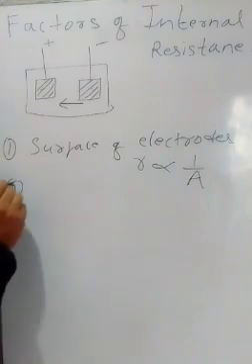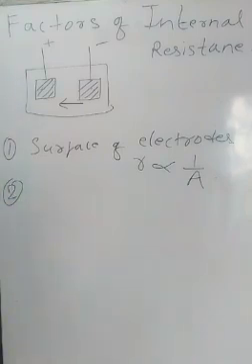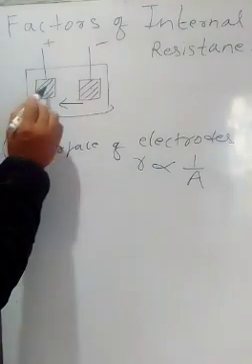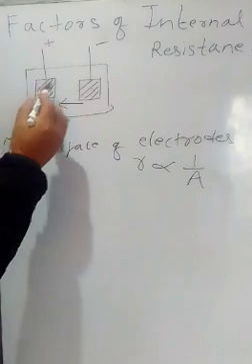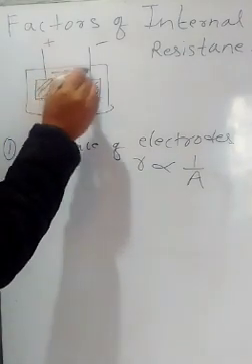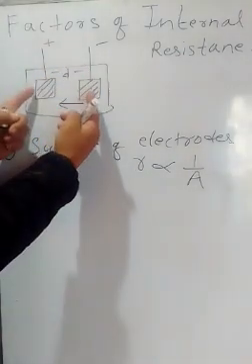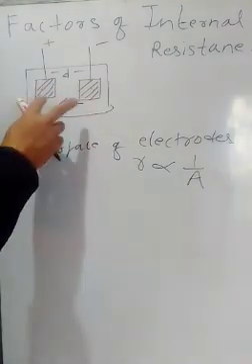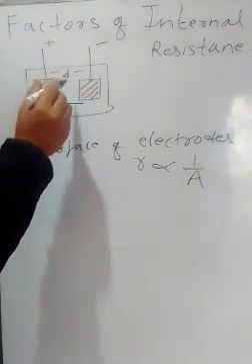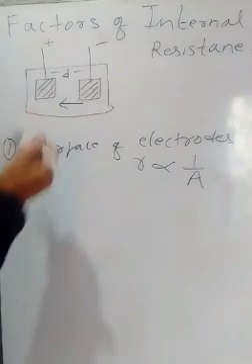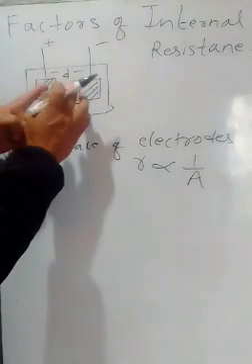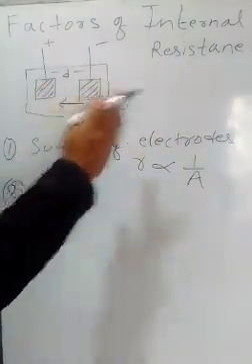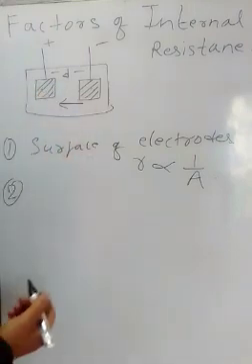Number two, what is the factor? Number two is the distance between the electrodes. These two electrodes are separated by some distance d. If these two electrodes become very close, or the distance is very small, then the resistance will also be very small. If you increase the distance between these two electrodes, the resistance will also increase.